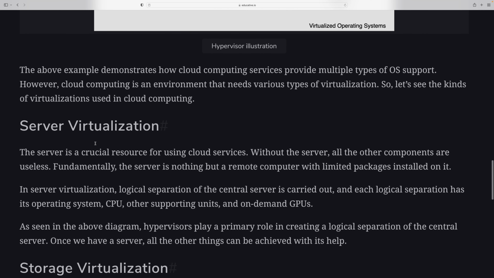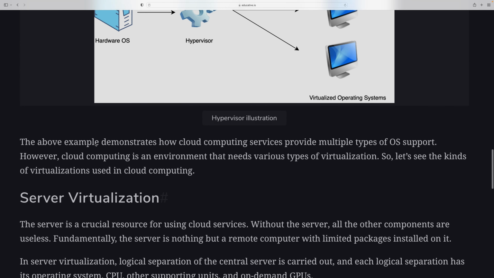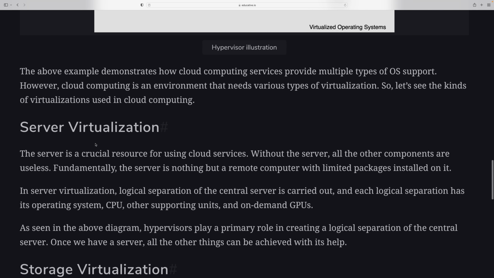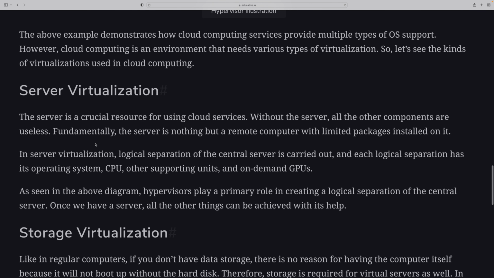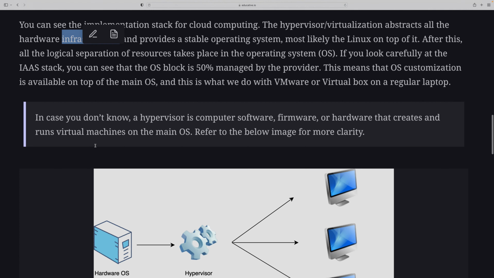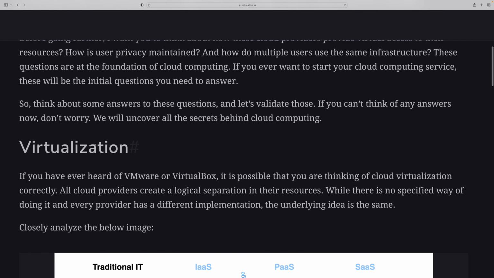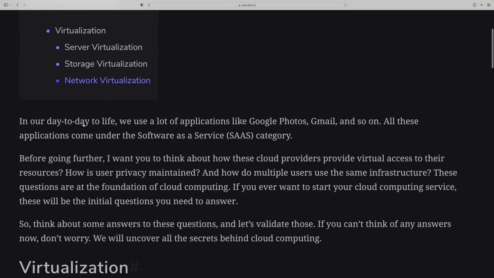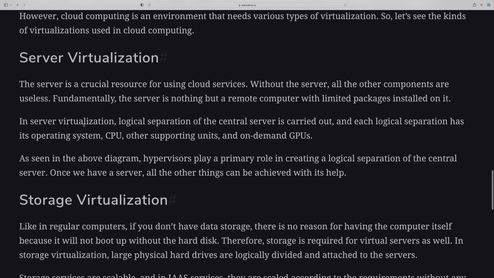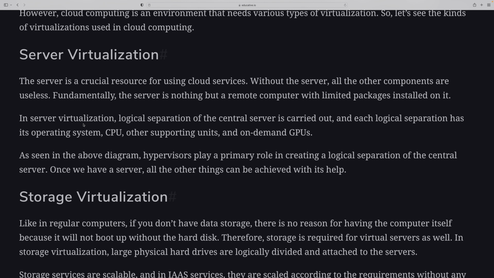Now this is virtualization or hypervisors, and next we are going to server virtualization. First we went through virtualization, and then let's understand server virtualization. A server is a critical resource for using cloud services. Without a server, all other components are useless. Fundamentally, a server is nothing but a remote computer with limited packages installed on it.